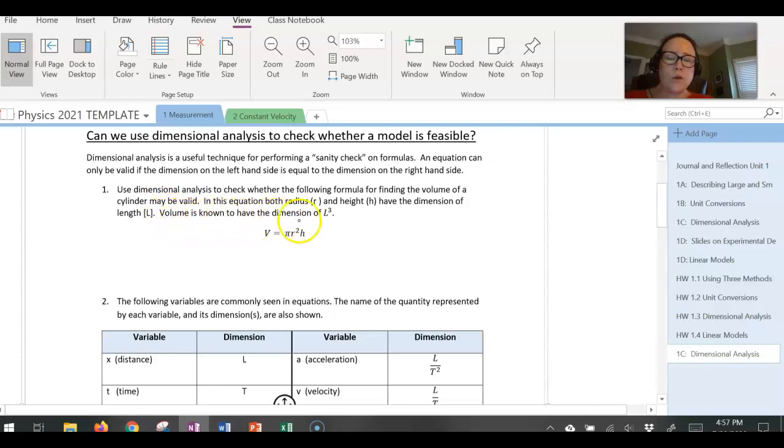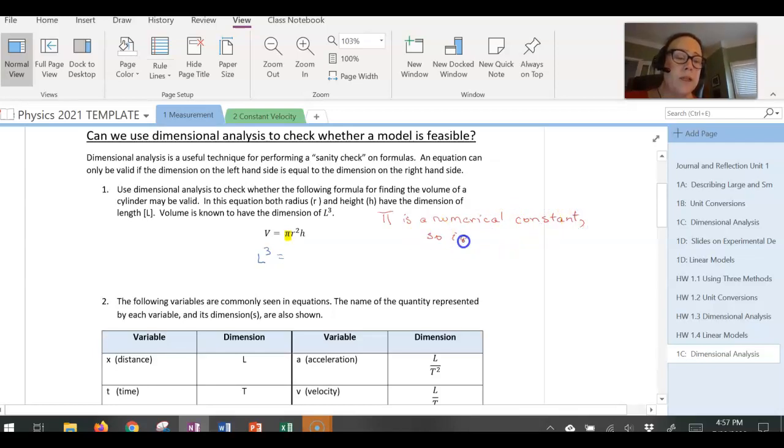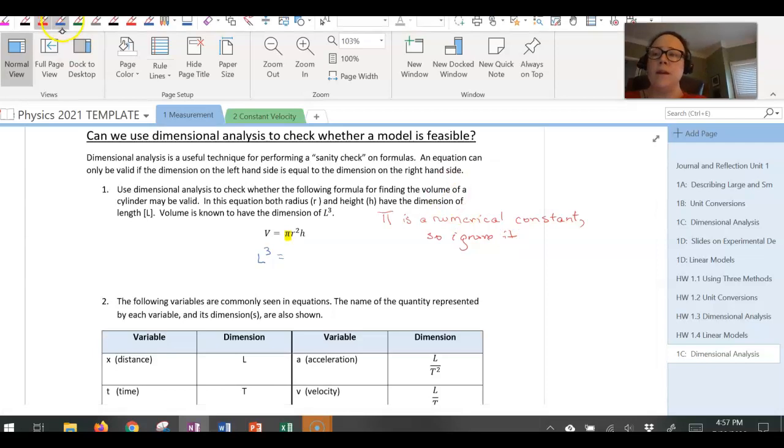It says volume is known to have the dimension of L cubed. So on the left-hand side, the dimension of volume is length cubed. Here's a pi. Is pi a physical characteristic? No. Pi is a numerical constant, so we're going to ignore it, or at least ignore it for this purpose, for doing the dimensional analysis. Okay, so I keep going.